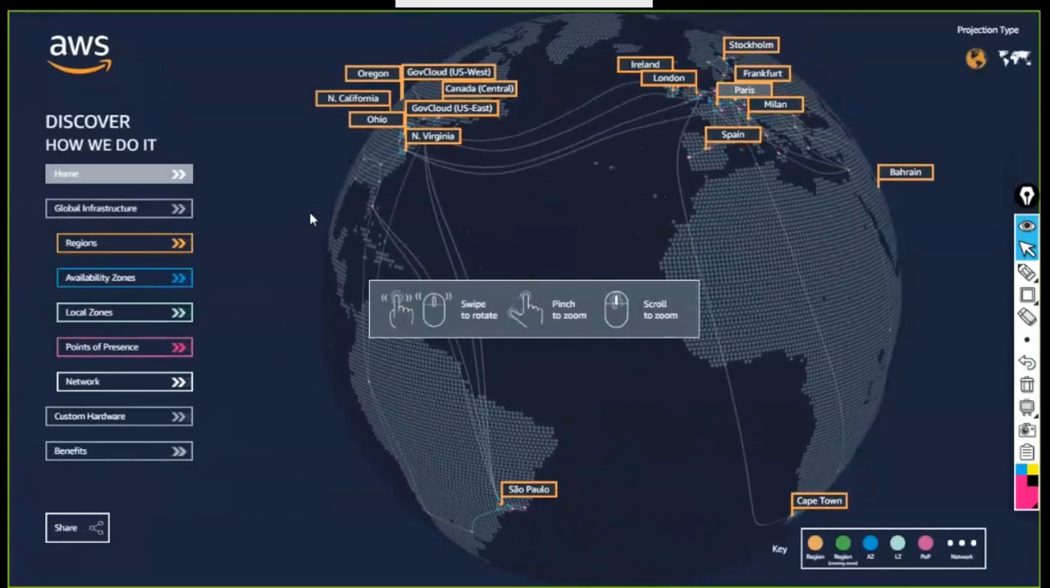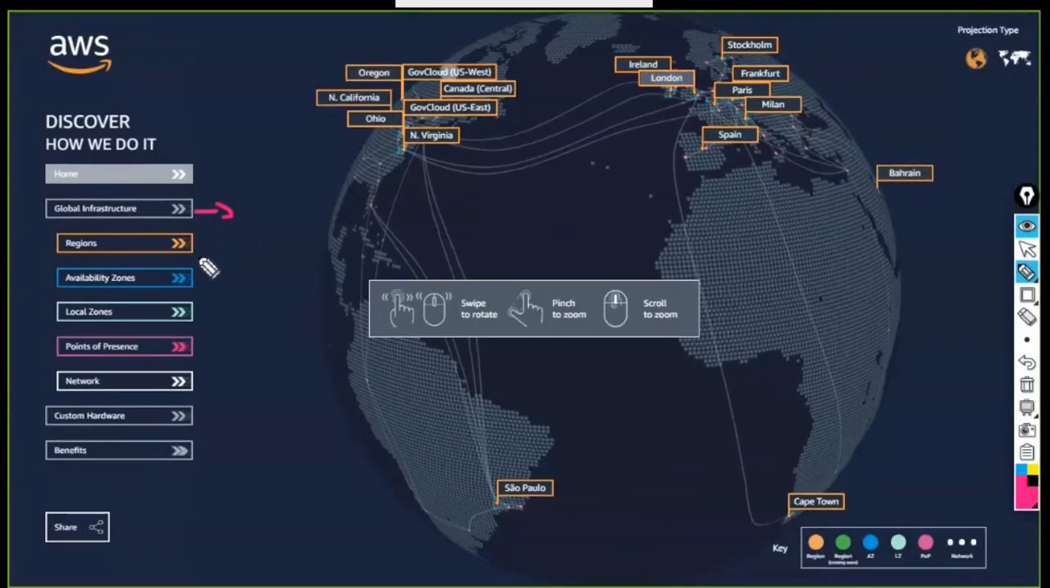Automatically you can see the global infrastructure is activated. From the home you can see there's global infrastructure, regions, and availability zones, which we call AZs. You have local zones, points of presence (POP), network, custom hardware, and benefits.